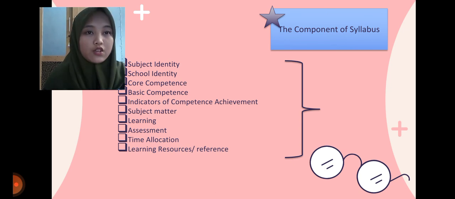And then indicators of competence achievement. Behavior that can be measured or observed to show the achievement of certain basic competencies that become subject assessment reference. And then subject matter contains relevant facts, concepts, principles, and procedures, written in a form that is in accordance with the formulations of competency achievement indicators.